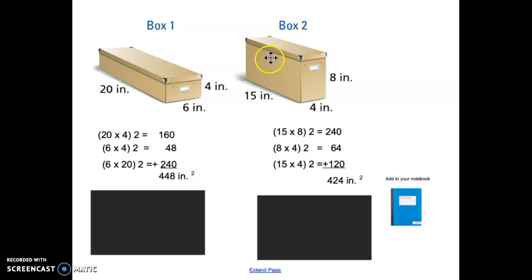And then the tops, this longer side is 15, and this shorter edge is 4. And so we have 15 times 4 times 2, coming in at 120. Altogether, 424 inches squared. Make sure to add that to your notebook. There's another way to do this.